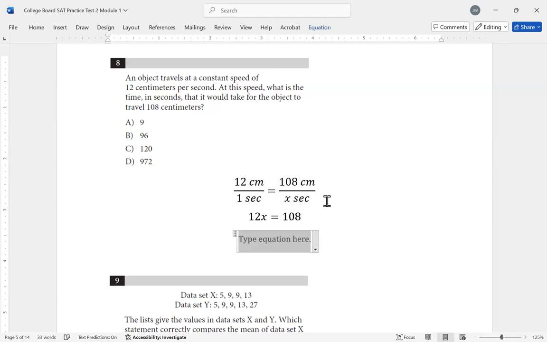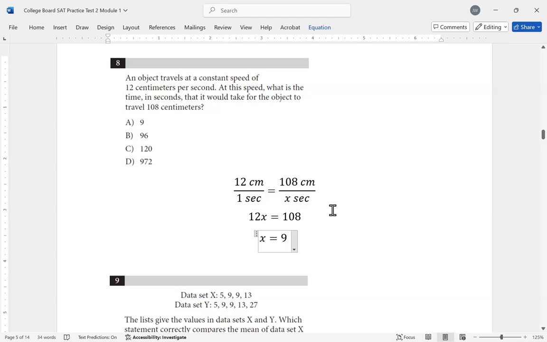Dividing both sides by 12 shows me that this x would have to have been 9. And so 9 seconds is the answer, and that is A. There's a number of other ways you can do this as well.